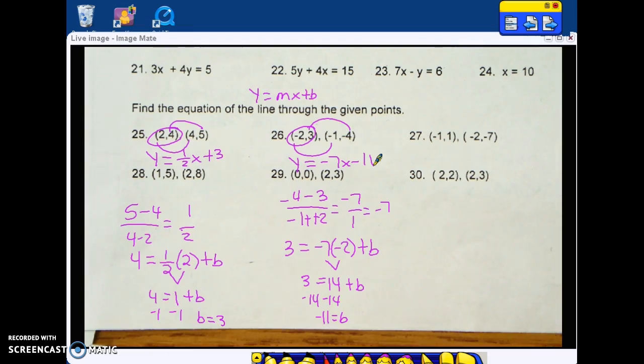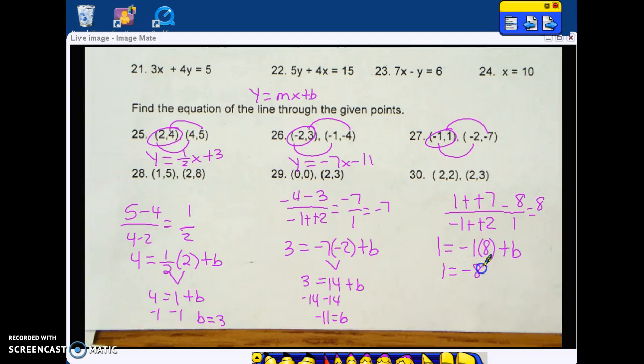For 27, we have 1 minus negative 7. Remember, it doesn't matter which y you pick first, as long as that's the x that you pick first. 1 plus 7 is 8. Negative 1 plus 2 is 1. So our slope is 8. We have 1 equals negative 1 times 8 plus b. Negative 1 times 8 is negative 8. Add 8 to both sides. My y-intercept is 9. So the equation is y equals 8x plus 9.